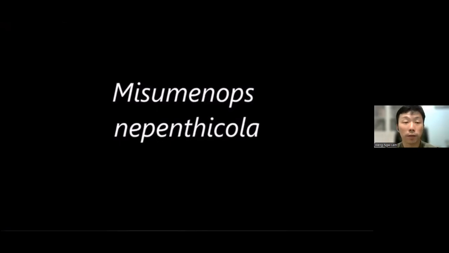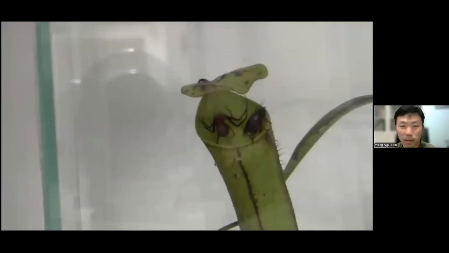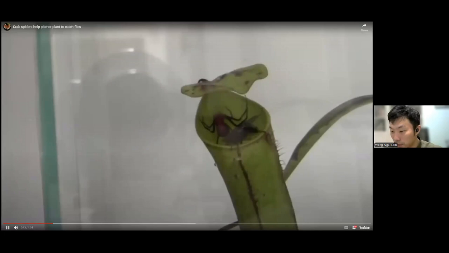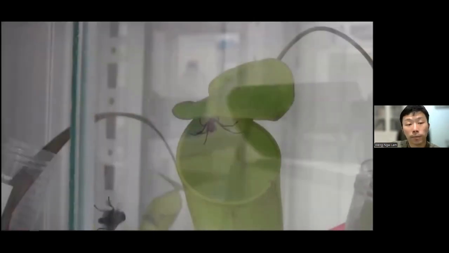This is the Misumenops, the first one. I apologize for the sound. I should mute it. You see that it's being dragged down. Actually it's very fast, but the Misumenops is grabbing the fly and sort of dragging it down into the fluids. This is in the background over here. Dragging it down into the fluids.